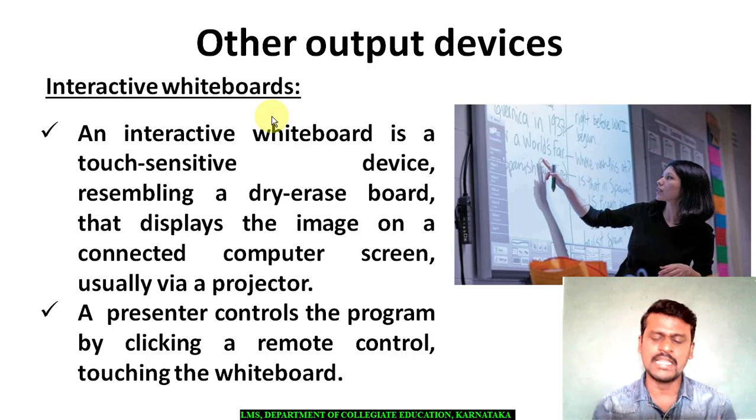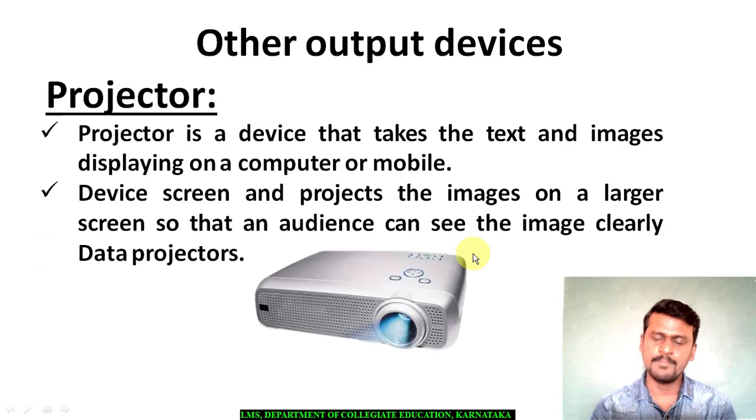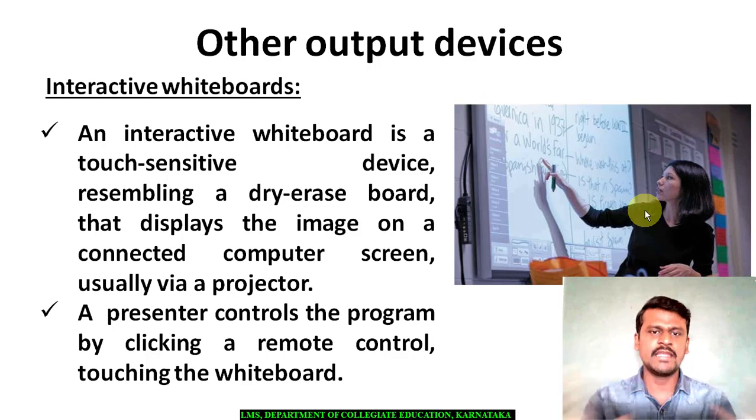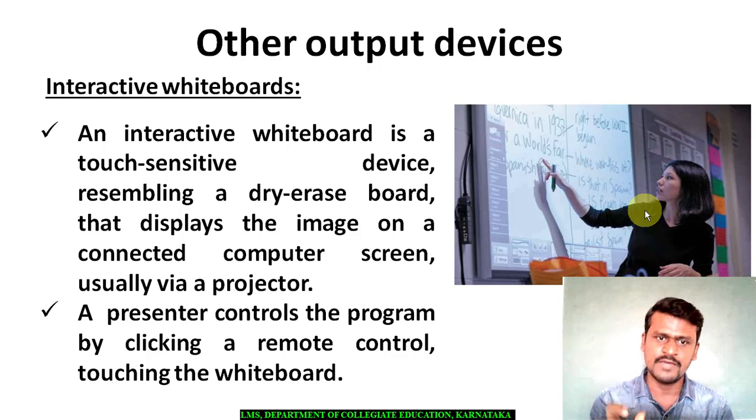It is somewhat like the projector, but on interactive boards you can also write, erase, or make some settings so that you can use the same interactive board as a projector also. It will project whatever screen is available on the computer. If you don't want that screen, you can make it a clear whiteboard, so that you can write on the board using touch sensitive devices with a special pen, and you can also erase it, and it is called a dry erase board.